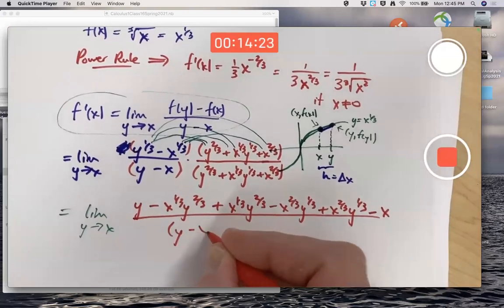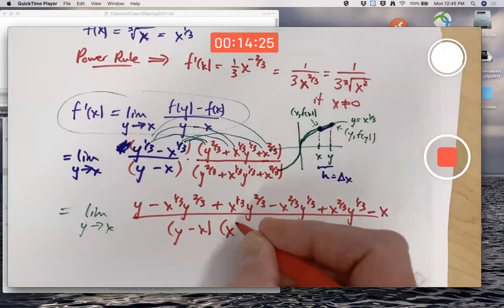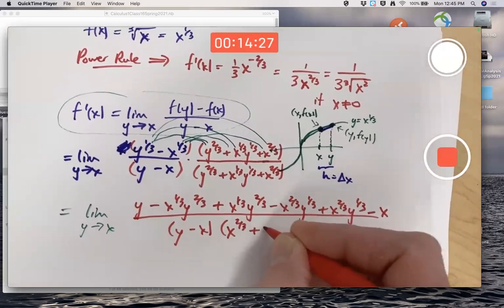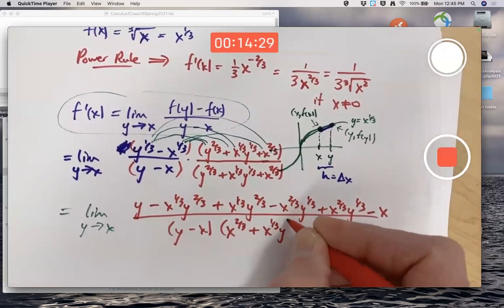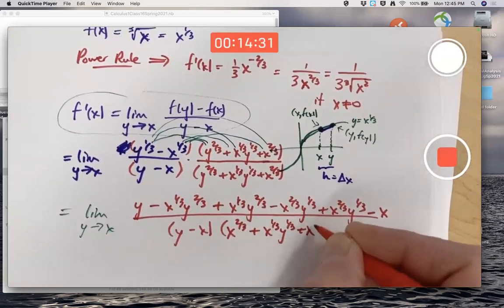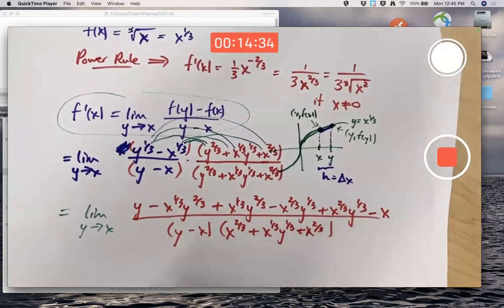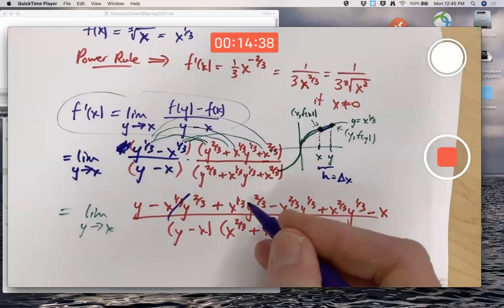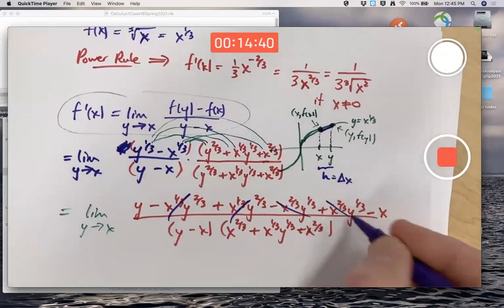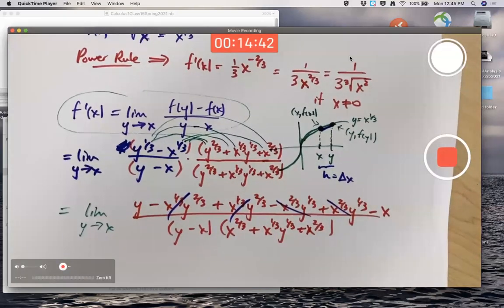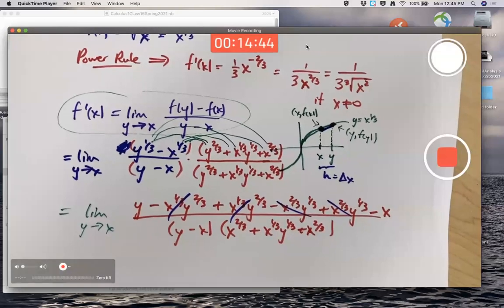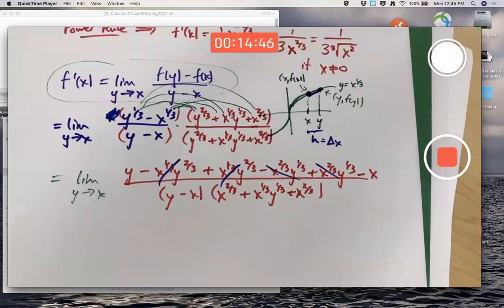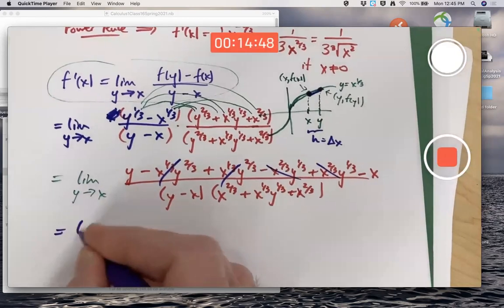Leave the bottom factored. It's just simpler. You're less likely to make a mistake, and you don't need to multiply it out. It's the top you wanted to multiply out because almost as if by magic, a bunch of stuff cancels. This cancels with this, and this cancels with this. Okay, we get a bunch of cancellation. And we're left with just a y minus x on the top.